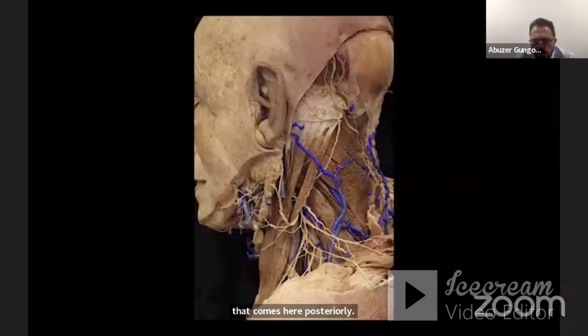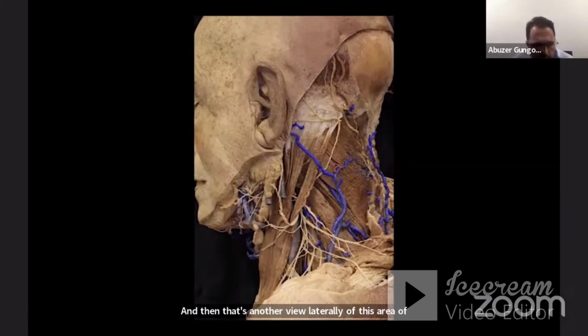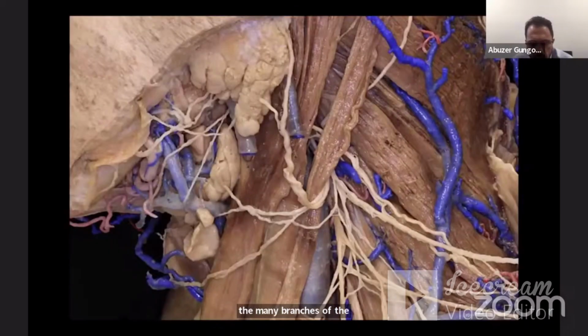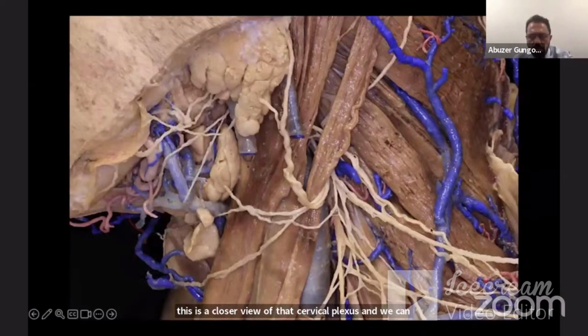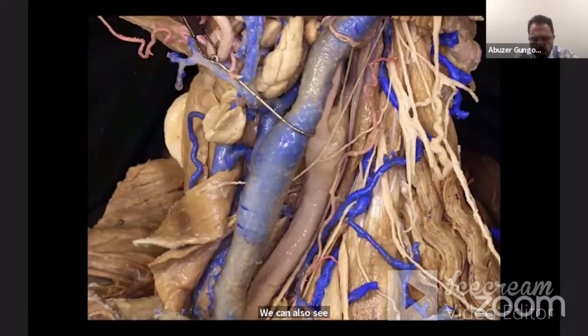And then that's another view laterally of this area of the many branches of the cervical plexus. This is a close-up view of that cervical plexus, and we can also see the 11th cranial nerve running posteriorly, very close to these other nerves from the brachial plexus. We can also see here the branches of the facial nerve coming in between both lobes of the parotid gland.